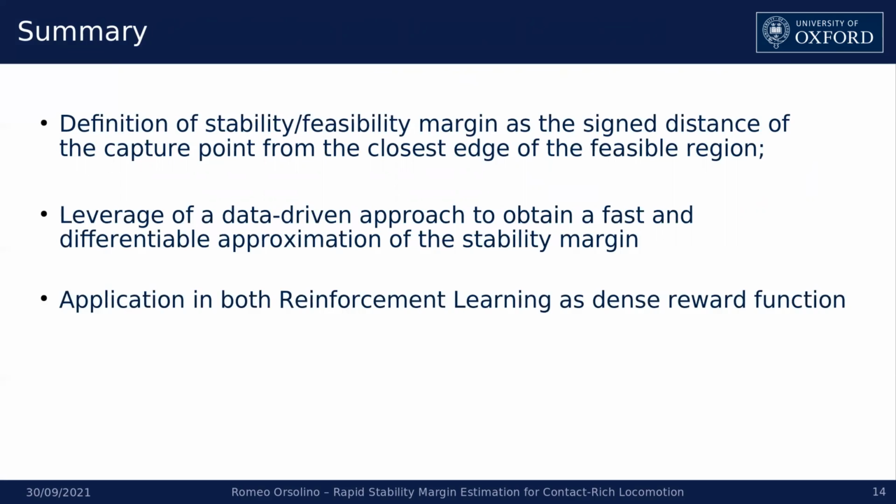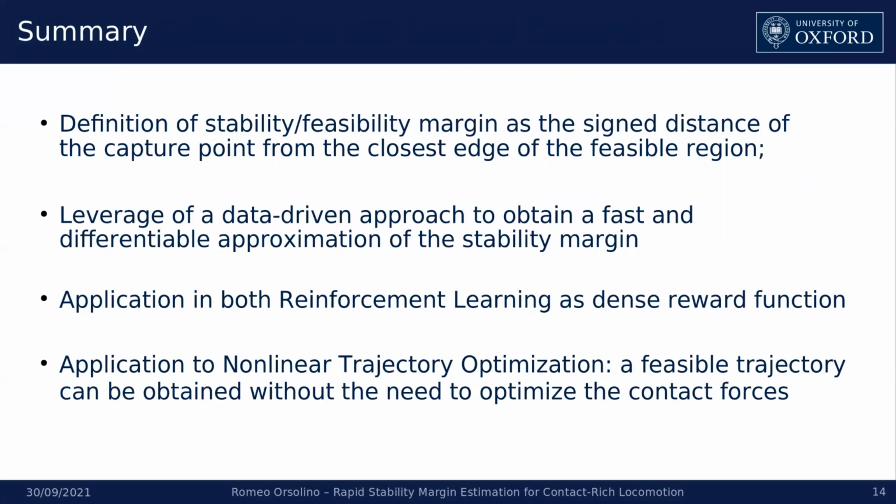The resulting mathematical tool we have applied first in a reinforcement learning scenario and then in a nonlinear trajectory optimization formulation. We have shown that in both cases the usage of the learned stability margin helps the robot find feasible trajectories that satisfy the motor limits, even when the contact forces are not explicitly optimized.